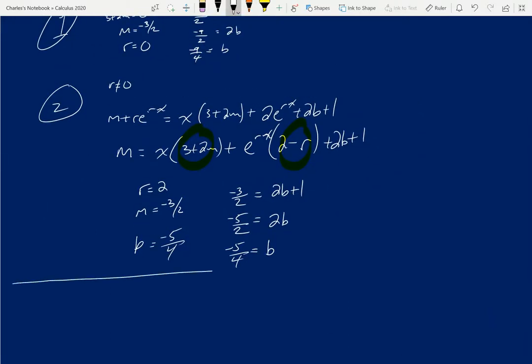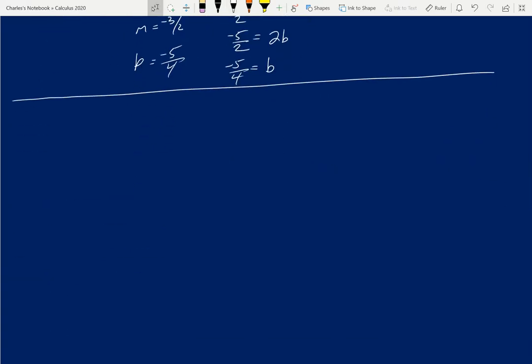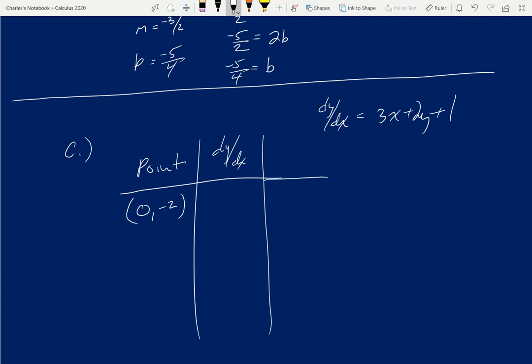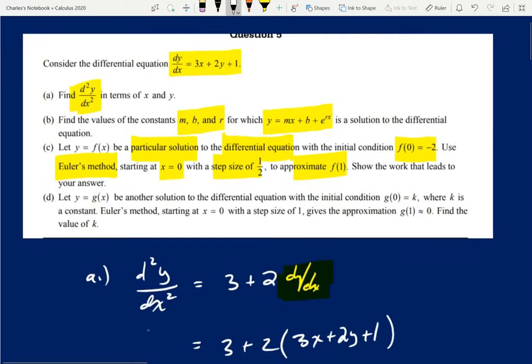And the way Euler's method works is, we're going to think of us starting at a point. And the point is going to be (0, negative 2). And we have an equation for dy dx. I think that's right, 3x plus 2y plus 1. So we can plug the numbers in to dy dx. And in this case, if I do that, I get negative 3. And then we're going to take a step in that direction. And the problem's going to tell us how big of a step size we're going to take.